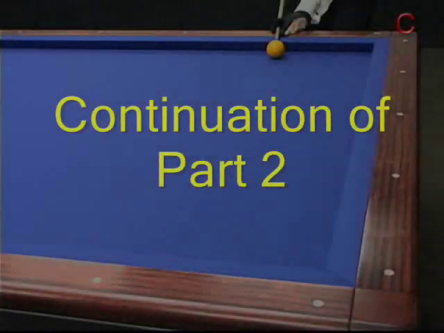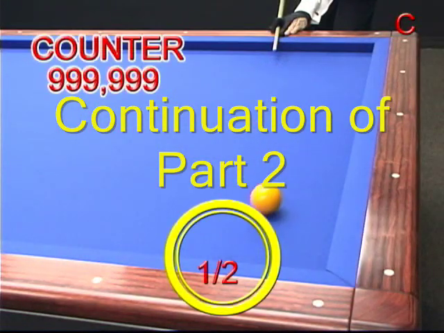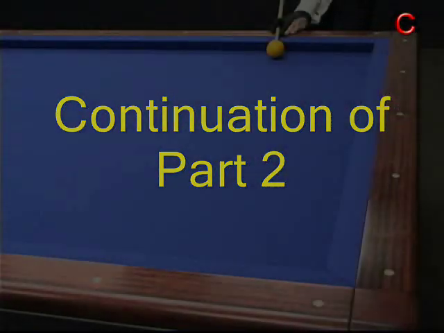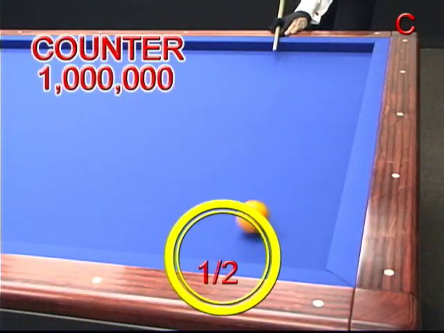That even if we shoot the shot 1,000,000 times, the result will always be the same or very, very close to the same.